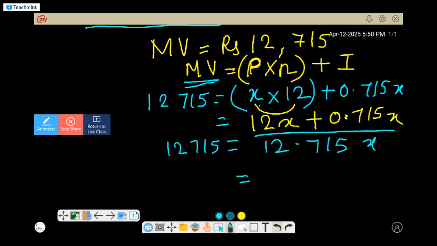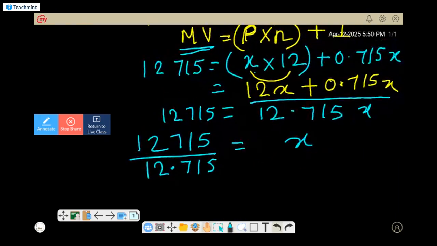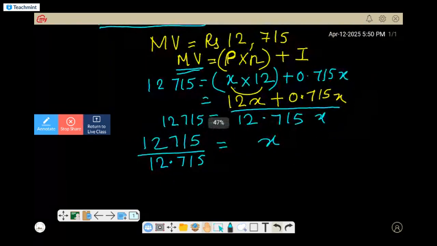So keep the x on the right side and bring this whole thing to the left side along with the decimal, which is 12.715. You can work on it. The numbers are same. Manage the decimals and you'll get the value of x. Come on, try that. Tell me. It's 1000. Yes, it is rupees 1000. And that's it. They have just asked you what is the principal amount, and the principal amount is 1000.